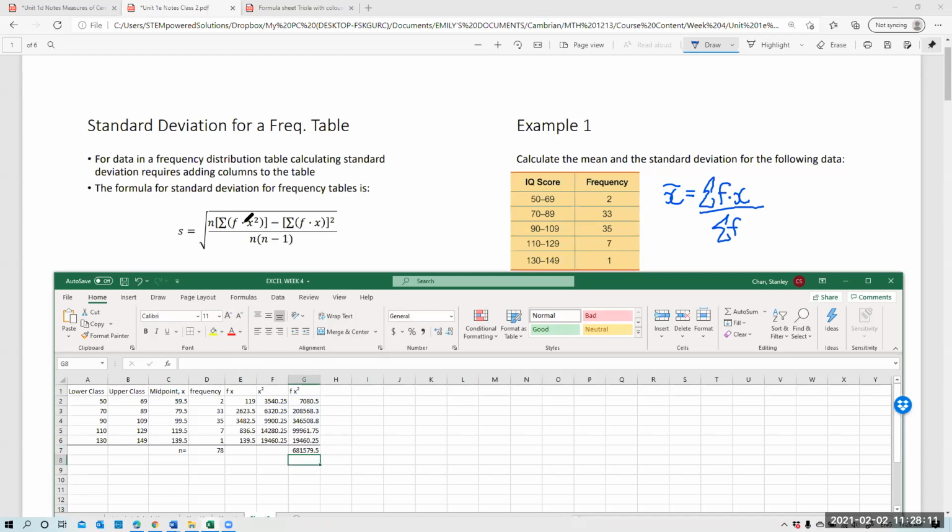F times x squared, the sum of f times x squared is right here. And then I'm going to have to find my frequency times x value, which is right here. That's going to be the sum of all of the f times x values. You can tell how this saves a lot of time if you know how to do it properly. Then you're going to find this value times itself, because see how we need to square the sum of f dot x, we have to square that value. So I'm going to basically take this value and multiply it by itself.